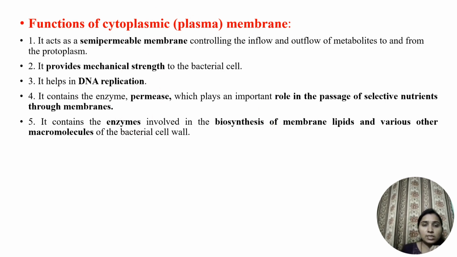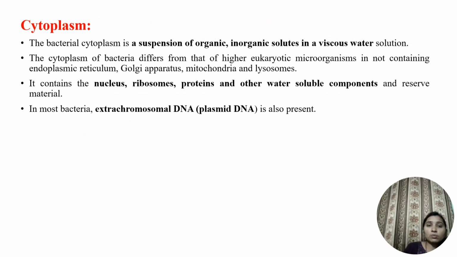Next part we will see the cytoplasm. So what is cytoplasm? Bacterial cytoplasm is a suspension of organic and inorganic solutes in a viscous water solution. We can differentiate this cytoplasm from that of eukaryotic microorganisms because bacteria are prokaryotic microorganisms. Other eukaryotic organisms contain endoplasmic reticulum, Golgi apparatus, mitochondria and lysosomes, but these things are not present in prokaryotic organisms like bacteria. So what is present in bacteria? It contains the nucleus, ribosomes, proteins and other water-soluble components.